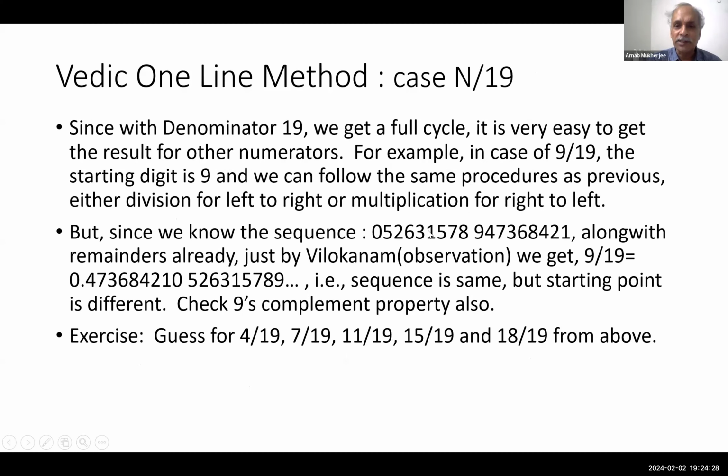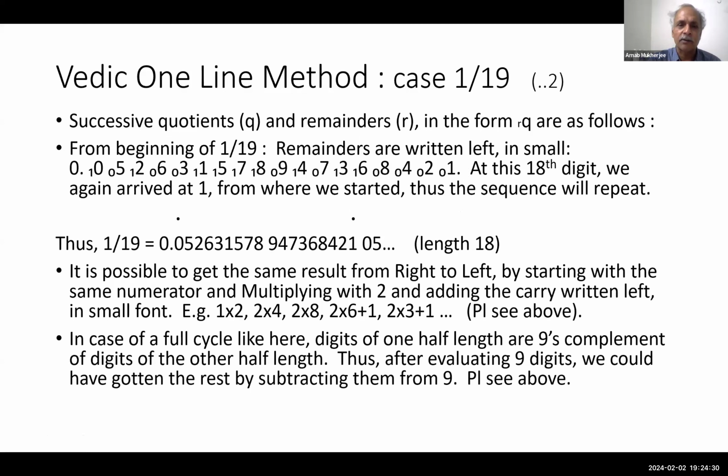Now, the important thing is what I discussed here, because everything is completely written here. How many total fractions are possible with denominator 19? 1 by 19, 2 by 19, up to 18 by 19. There will be a total of 18.